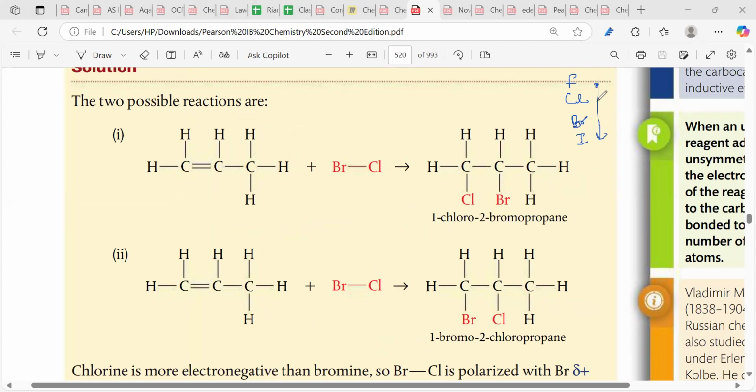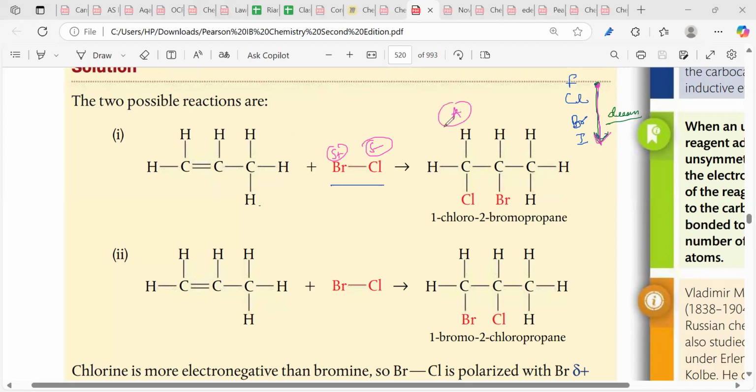It decreases. So in BrCl, which will be the positive part? Which is more electronegative? When you go top to bottom, the electronegativity decreases, as you brilliantly said. So it's chlorine that is more electronegative, and bromine will be the positive part, and this is negative.